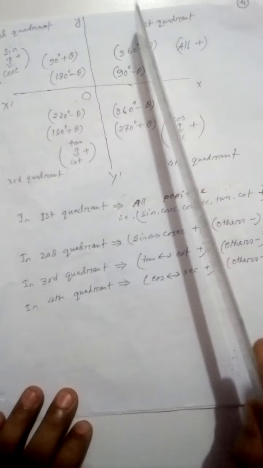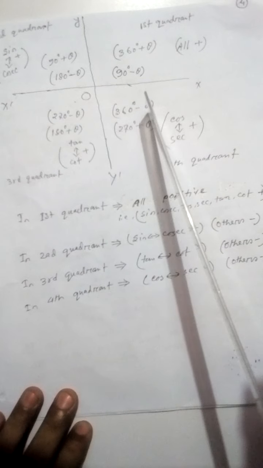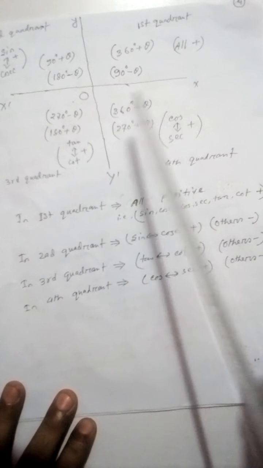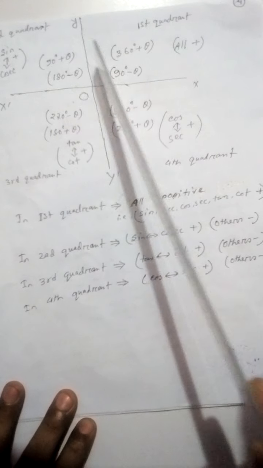Already we know this is the first quadrant, this is the second quadrant, this is the third quadrant, this is the fourth quadrant. First quadrant 90 degrees minus theta, second quadrant 180 degrees minus theta, third quadrant 270 degrees minus theta, fourth quadrant 360 degrees minus theta. That means 90 degrees each for the first, second, third and fourth quadrants. It produces a circle and we get 360 degrees.